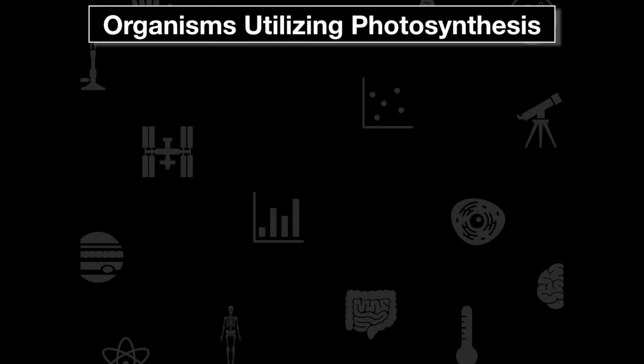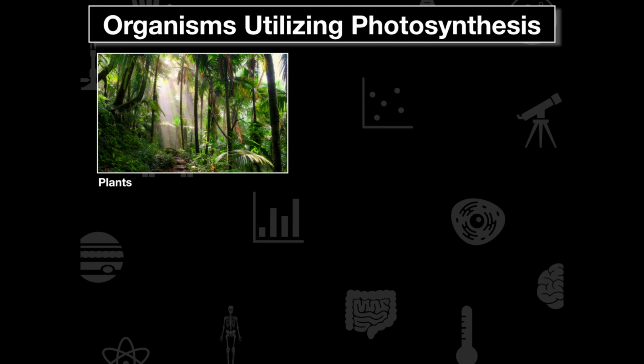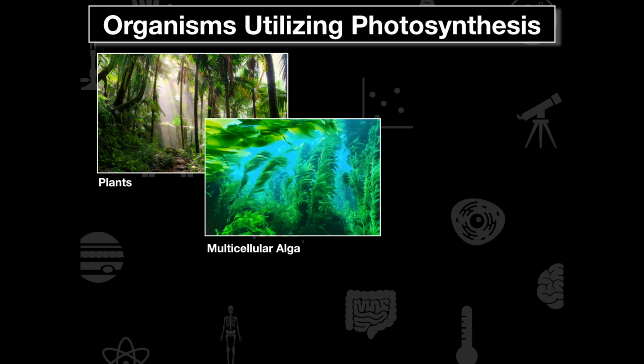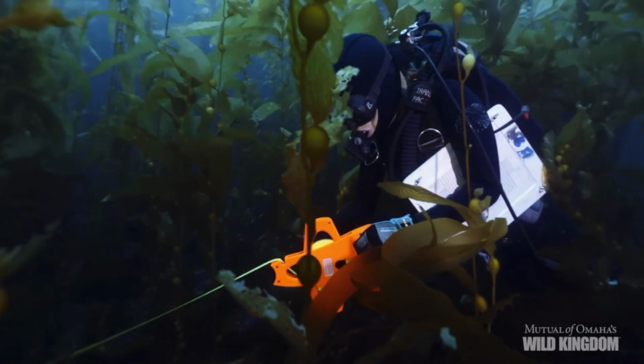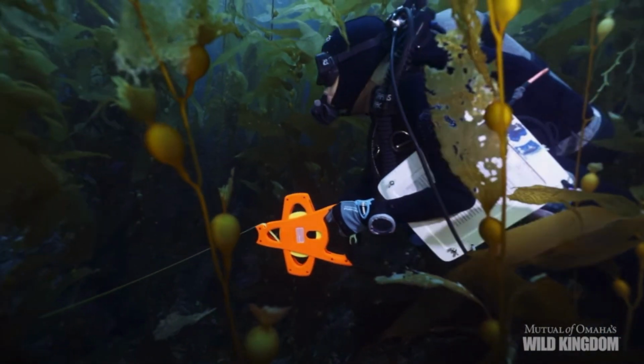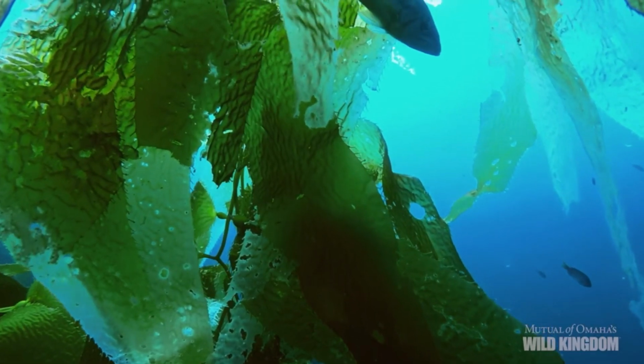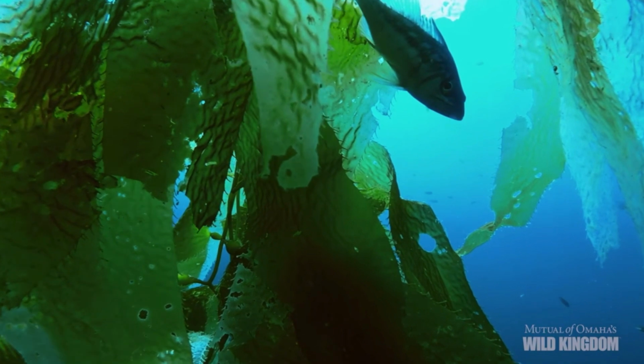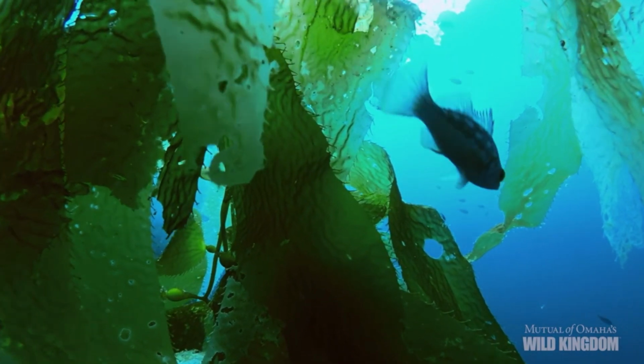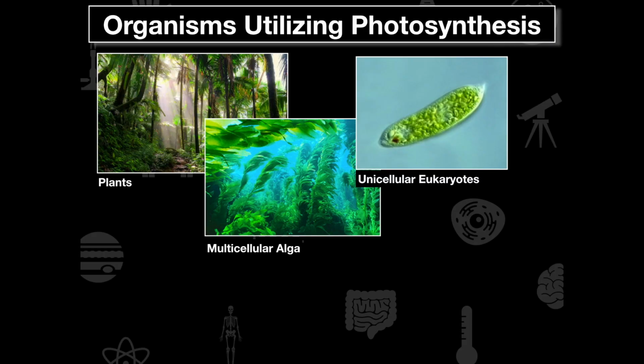Now, there's a variety of different organisms that are going to utilize photosynthesis. Obviously, we've been going through and talking about plants, but there are also going to be multicellular algae that are going to use that. These are some algal fields in California. We can see these kelp forests, and they use photosynthesis to generate glucose and products in their cells in order to stay alive underwater. There are also going to be unicellular eukaryotes that are going to use these.